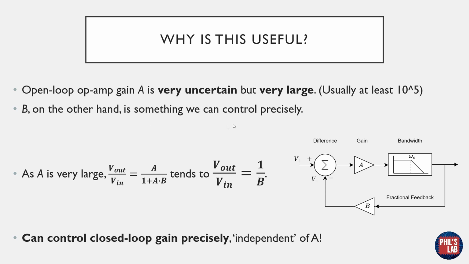it very precisely. It turns out that if A is very large, and looking at this fraction, it then tends to 1 over B as A gets very large. So this is really cool because essentially the gain of this closed loop system does not depend on this very uncertain gain parameter A, which is intrinsic to the operational amplifier. So simply by varying our feedback fraction B, we can get a very precise gain of this closed loop system, so a very precise amplification. And this is pretty much independent of A, as long as A is very large.